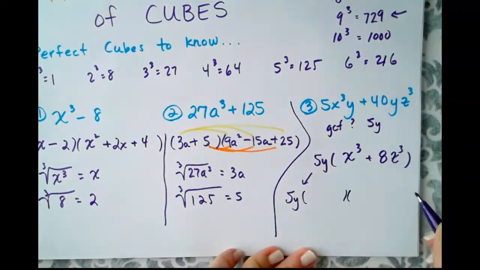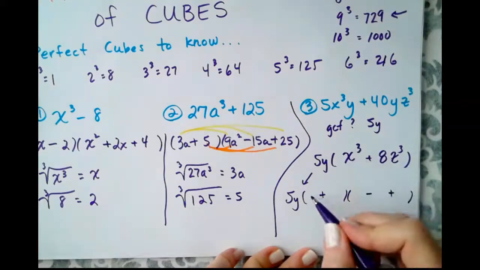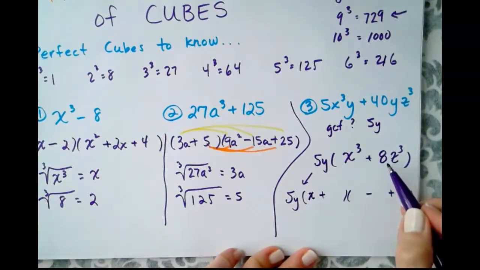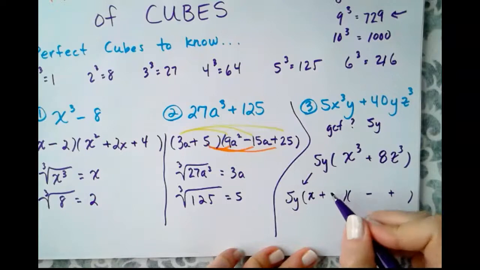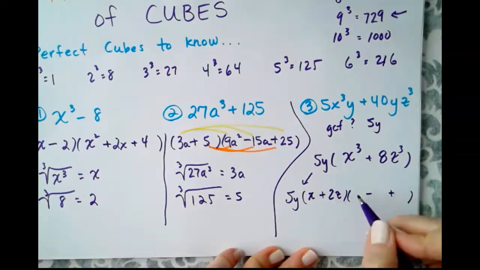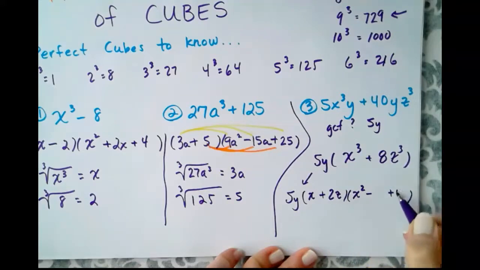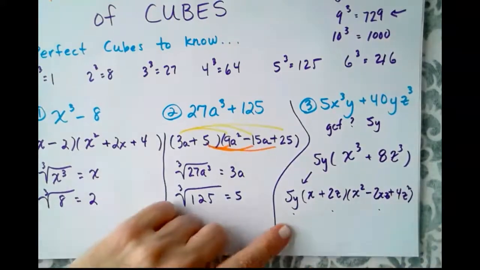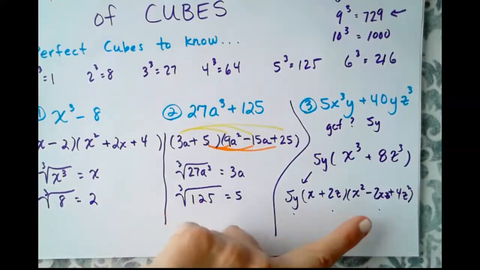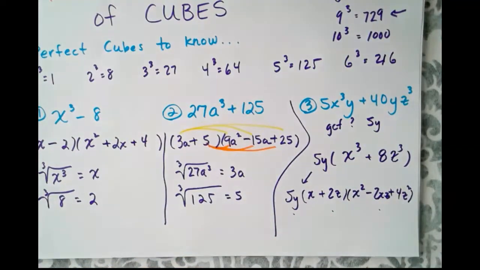And then we will have a binomial times a trinomial, because that's the pattern. Same sign, different sign, always plus. So cube root of x cubed is x. Cube root of 8z cubed is 2z. Square the first, square the last, multiply together, 2xz. So 1, 2, 3 factors: a monomial factor, a binomial factor, and a trinomial factor. That is the sum and difference of 2 cubes.